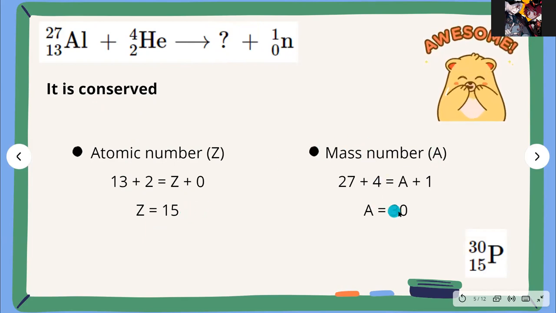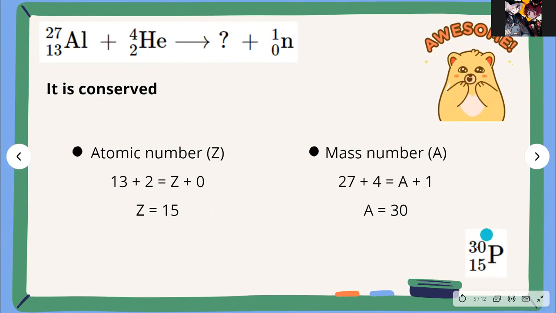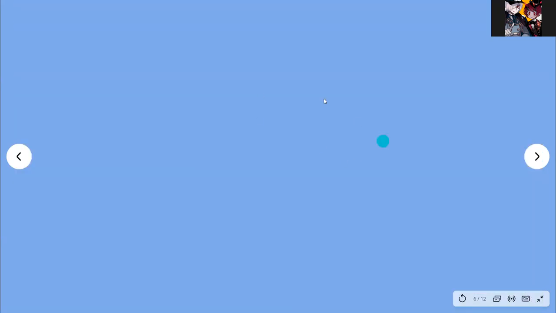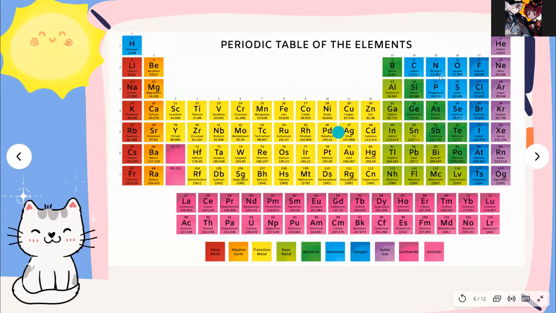We get the A equal to 30, and in order to find what the atom is, we need to refer back to the periodic table, which we have used before in chemistry, and I have inserted it in the next slide. So the atomic number is 15 and the mass number is 30. We find the atomic number here, 15. Thus we get that the element is phosphorus.